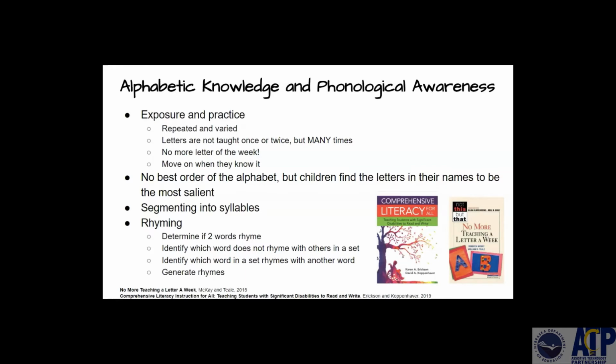When it comes to phonological awareness, the ability to segment words into syllables and the ability to understand rhyme are critical. There is a hierarchy in understanding rhyme. First, you determine if two words rhyme, then the ability to identify which word does not rhyme with others in a set, followed by being able to identify which word in a set rhymes with another specific word, and finally being able to generate rhymes. It is not necessary, though, for children to have mastered each level of understanding before moving on to the next, but it is important to explicitly teach all the steps in the hierarchy.